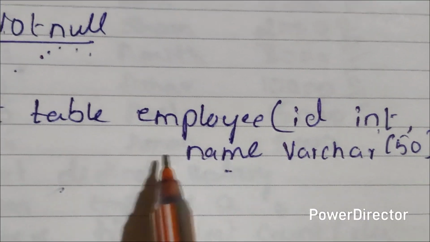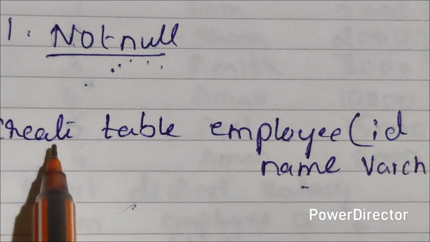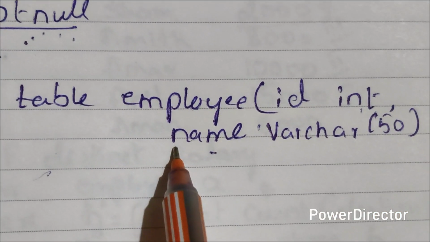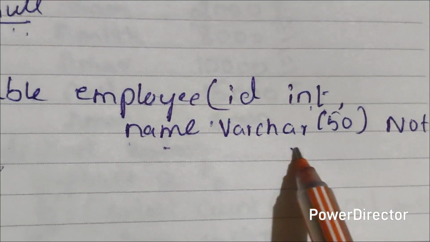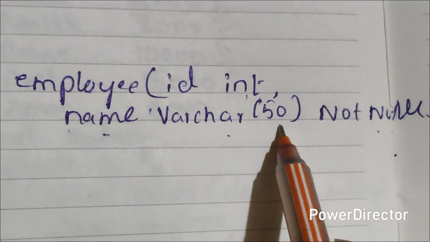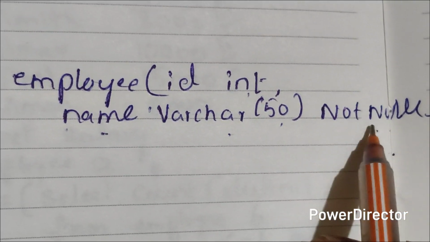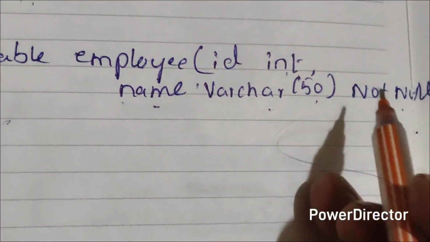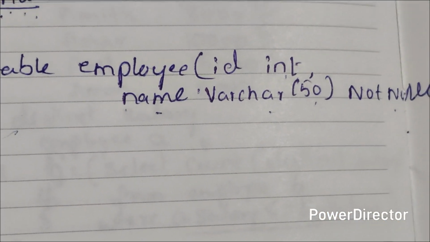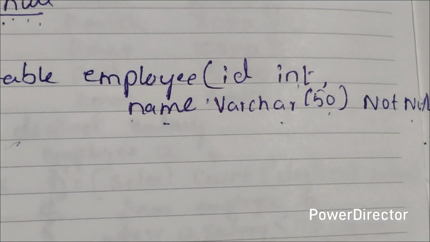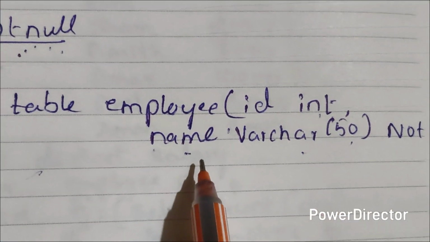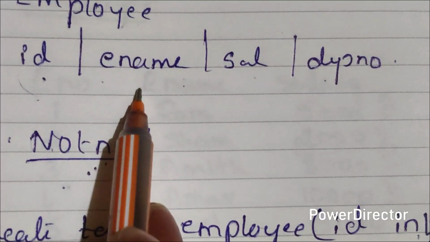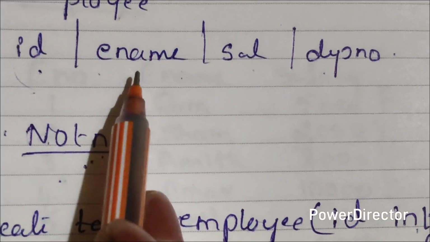Now in this table, while creating the table, create table employee, ID is an integer data type, name is a variable character data type. I'm giving the value 50. For this I'm applying the restriction, that is not null. Whenever you give name as not null, that means you cannot leave the name column empty. At least some value should be present in the name column.